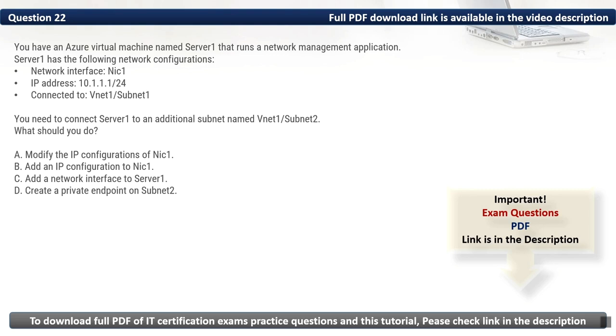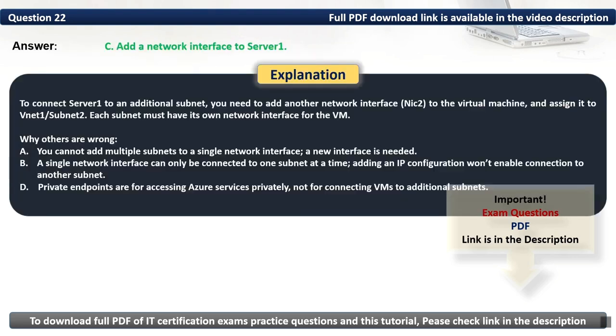As such, we should add a network interface to Server 1. Thus, the correct option is C. To connect Server 1 to an additional subnet, you need to add another network interface to the virtual machine and assign it to VNet1/Subnet2. Each subnet must have its own network interface for the VM.